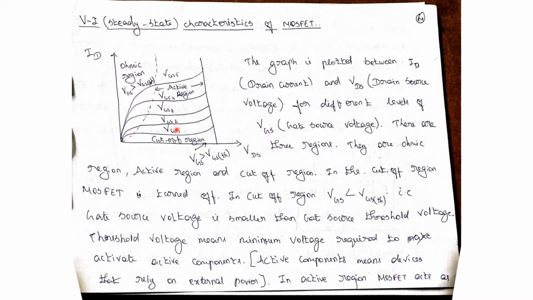VGS is the gate source voltage. In the cutoff region, the gate source voltage is less than the gate source threshold voltage, VGS(th). Gate source threshold voltage means the minimum voltage that is required to activate the active components. Active components means the components in the circuit which rely on external power. That is the threshold voltage. So in the cutoff region, VGS is lesser than the threshold voltage VGS(th).